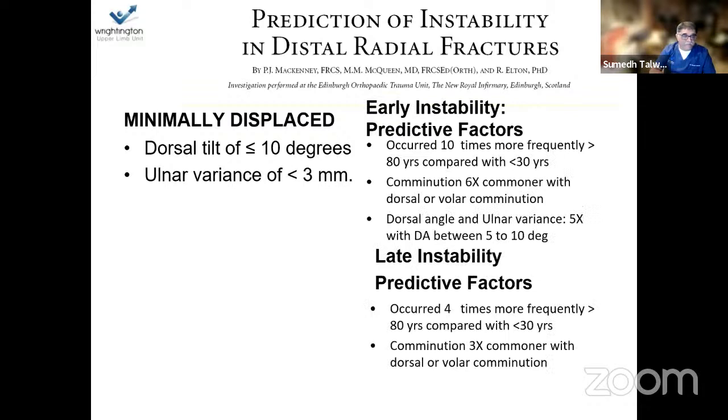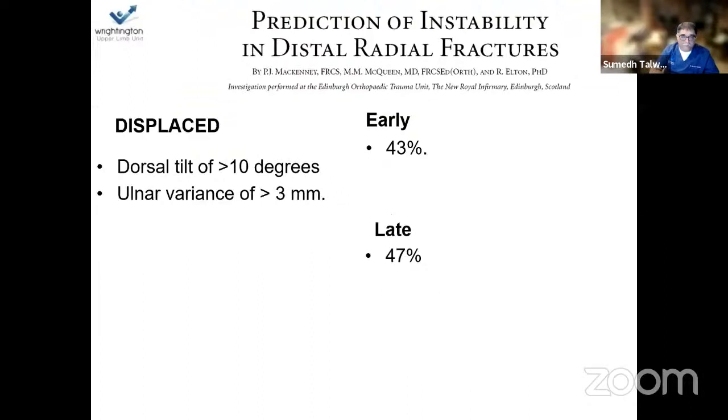And these were some of the predictive factors. A lot of this we already know, but it's good to have a trial that actually looks at vast number of patients because it gives you that little bit of rigor in terms of the science. Early predictive factors and late predictive factors, age plays a very important factor. 80 years seems to be the cutoff. Comminution, usually dorsal or volar, it doesn't matter. The prognosis is poor. And angulation and invasion seems to be more of an issue with minimally displaced fractures in the early stages. No surprises with displaced fractures. If you are displaced, if the fracture is out of position in a significant kind of way, it is almost certain that further down the line there will be displacement either early or late.